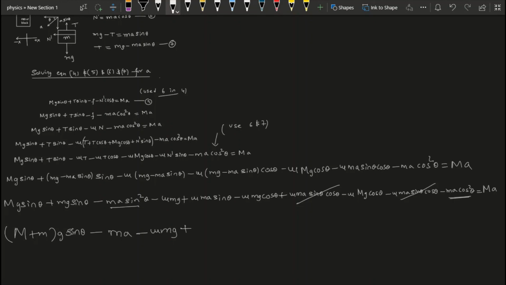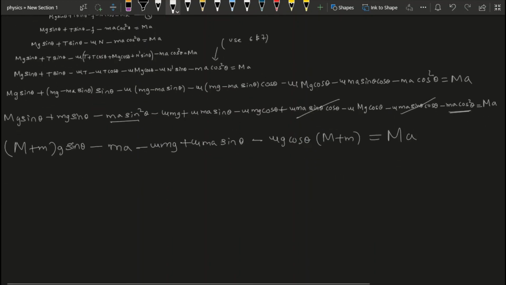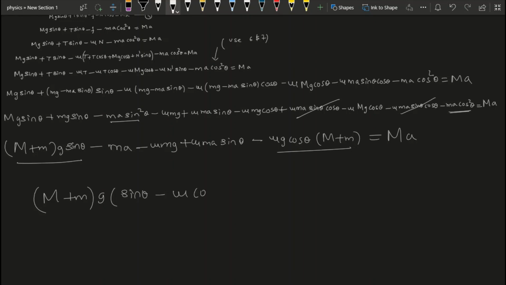So simply, mu into ma into sine theta I am writing as it is, but here I can combine these two. I can take mu g cos theta common, and I can write capital M plus small m is equal to capital M into A. So that is the thing that I left. Now see what we are getting. We can merge these two again, and you can take this common, capital M plus small m, and I am taking g also common, and we are getting sine theta minus mu cos theta.